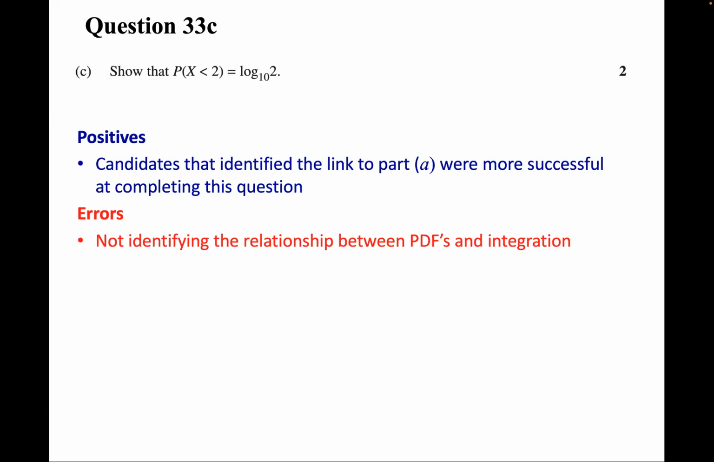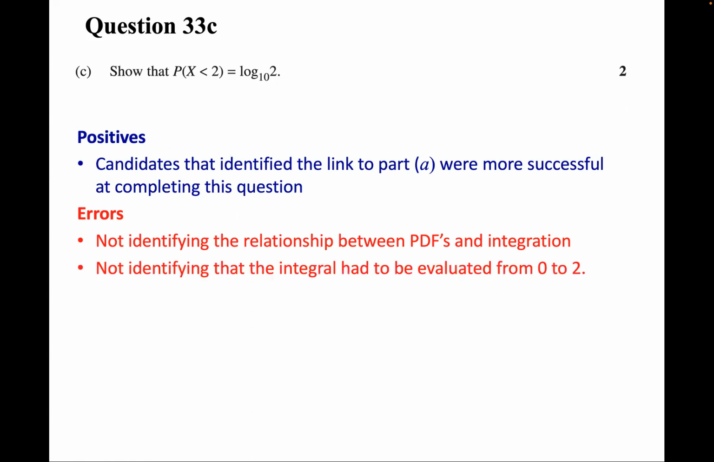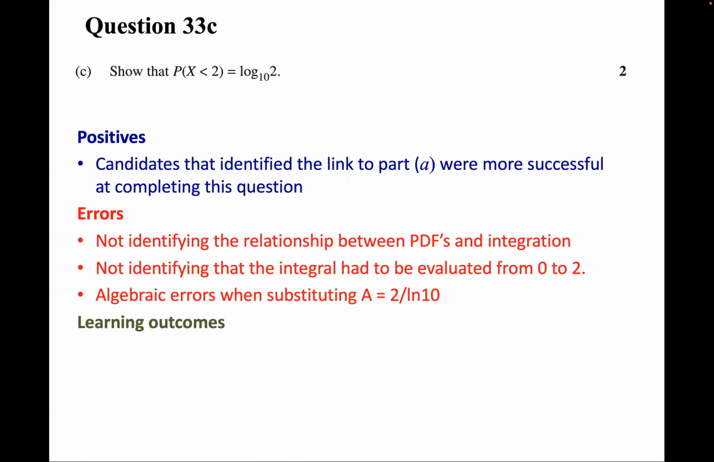Errors included not being able to identify the relationship between PDFs and integration, and not identifying that the integral had to be evaluated from 0 to 2. You'll see that if you're going from x is less than 2, 0 up to 2 is where we will want to integrate from for this question. Some students, when they substituted a equals 2 over ln 10 in, made algebraic errors because you had a fraction in a fraction, and they made mistakes when they were trying to simplify that.